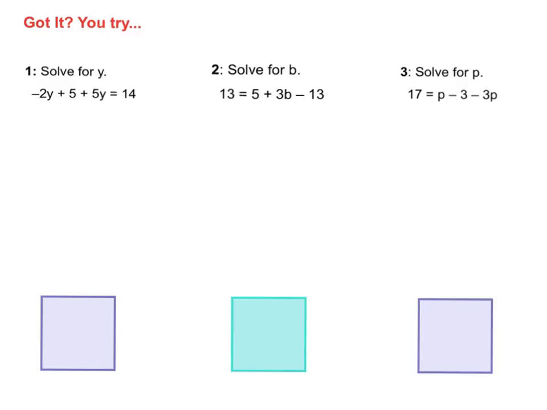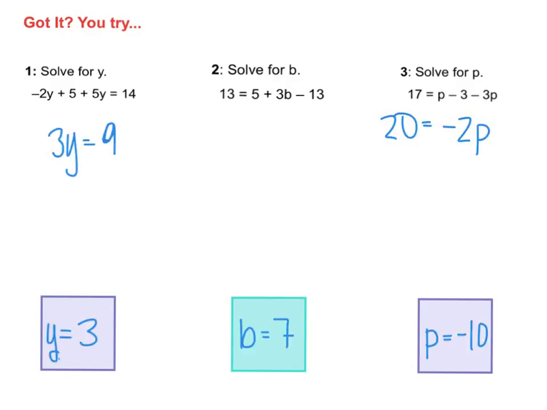And so just like our last video, now you have some problems to try on your own. So pause the video, go try them, and come back to check your solutions. And so if you give these problems a try, you should end up with, for number 1, y equals 3, number 2, b equals 7, and number 3, p equals -10. If you got stuck on one, go ahead and try it again or come ask me tomorrow in class.